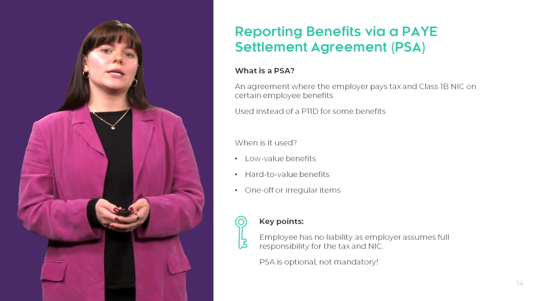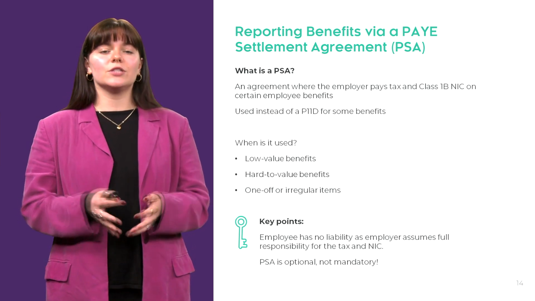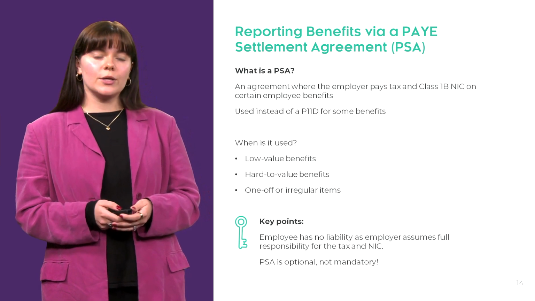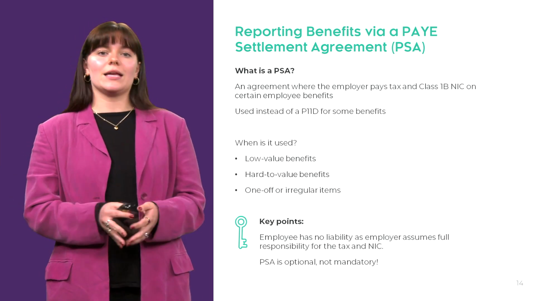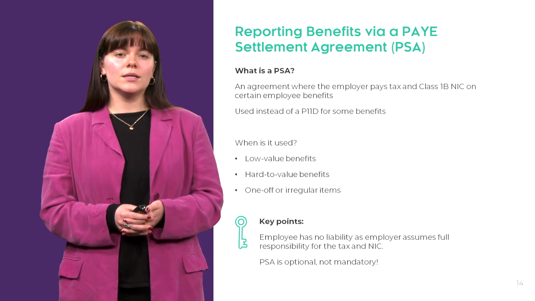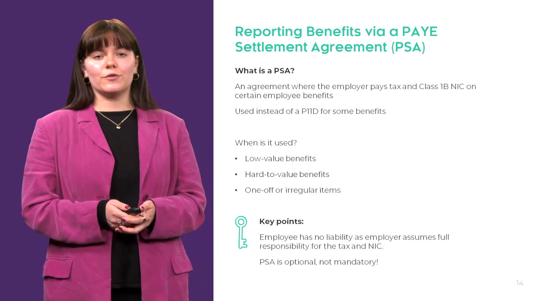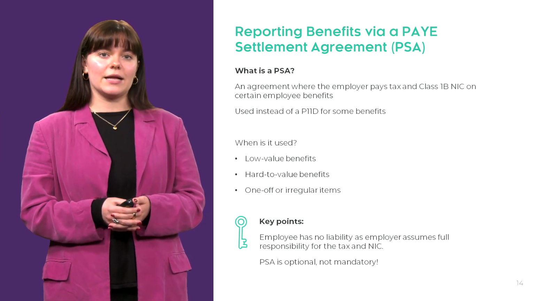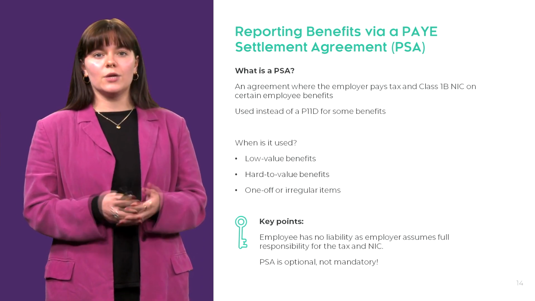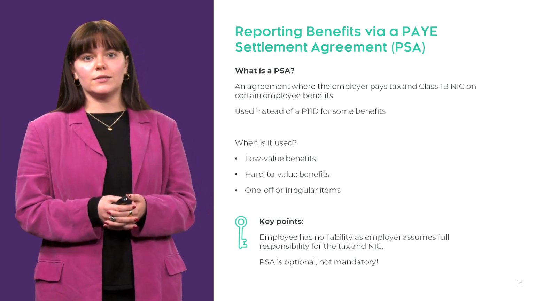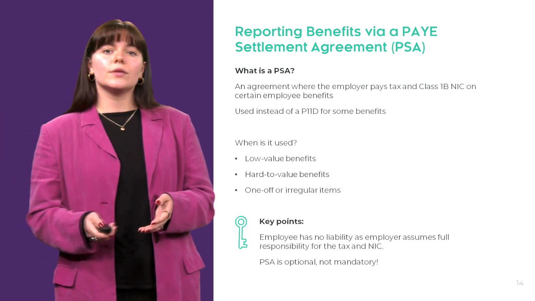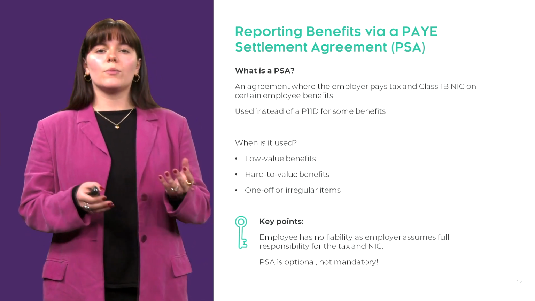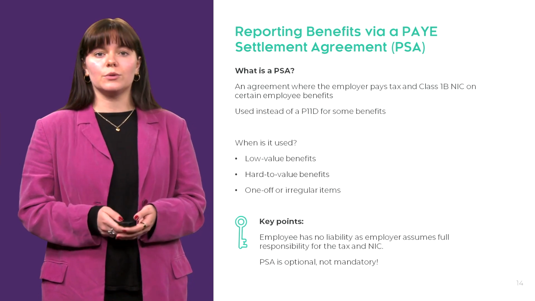The deadline for the application for a PSA is the 6th of July after the end of the tax year. The payments are due by the 19th of October, or 22nd of October if paying electronically. Instead of the employee being responsible for reporting these benefits, the employer assumes the tax liability and reports benefits through the PSA, which simplifies the process for employees. It's important to note that the PSA is optional and typically used for minor benefits or where the reporting burden is too high for individual P11Ds.